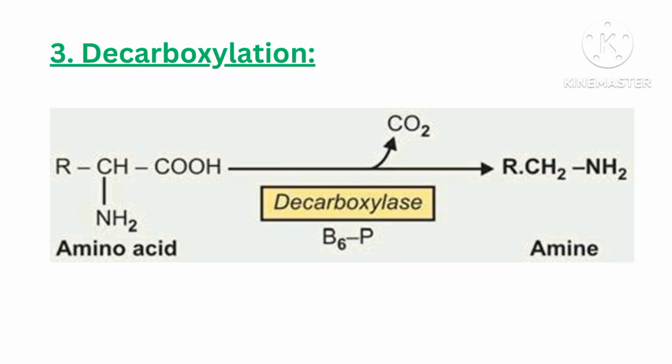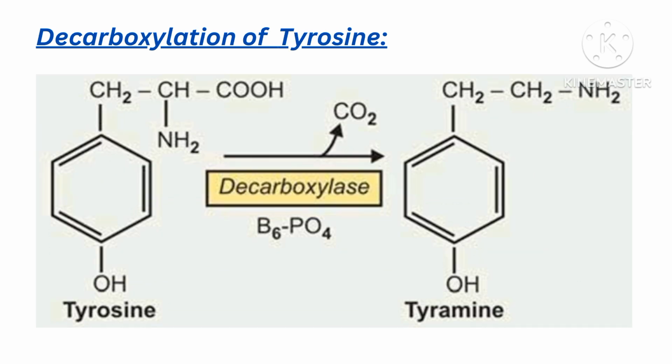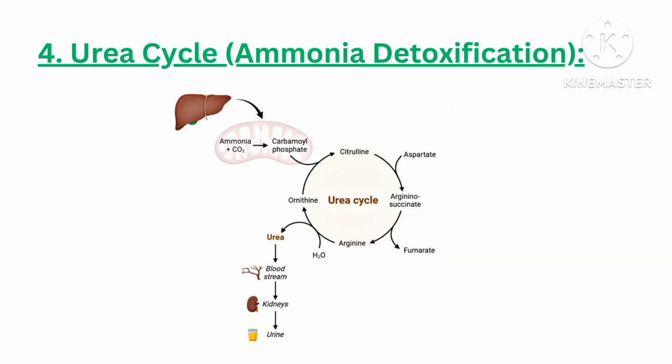3. Decarboxylation is the removal of the carboxyl group, COOH, from amino acids to produce amines. For example, decarboxylation of histidine forms histamine. Decarboxylation of tyrosine forms tyramine. Tyramine elevates blood pressure.